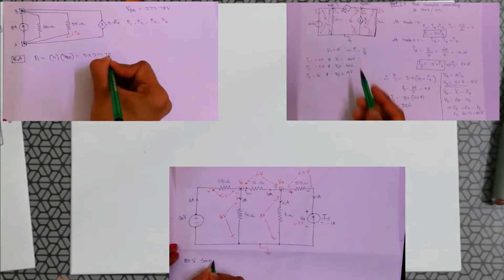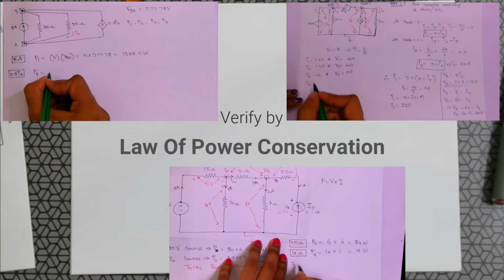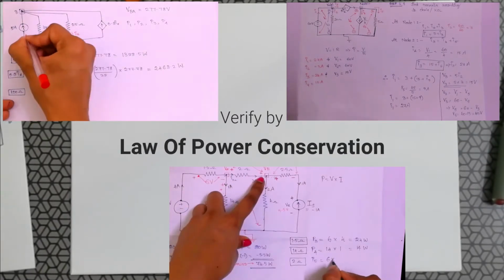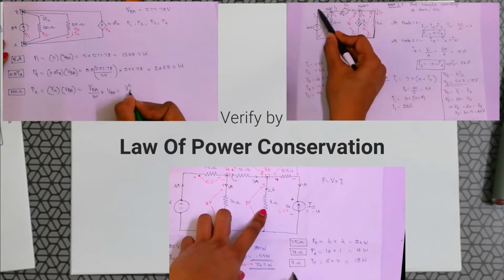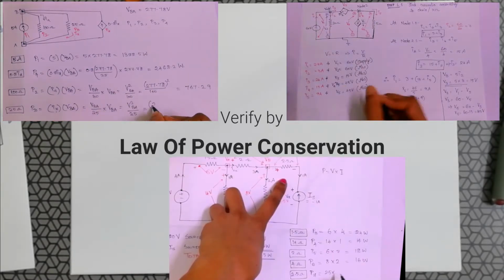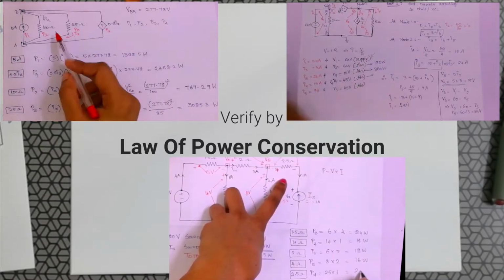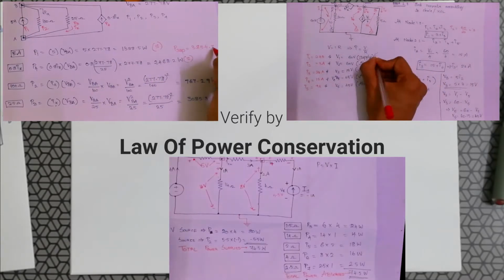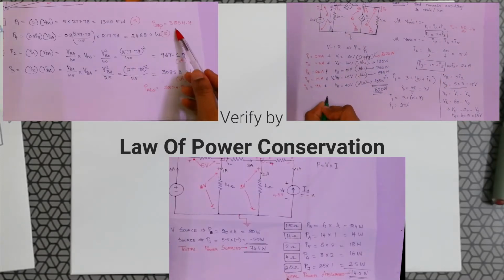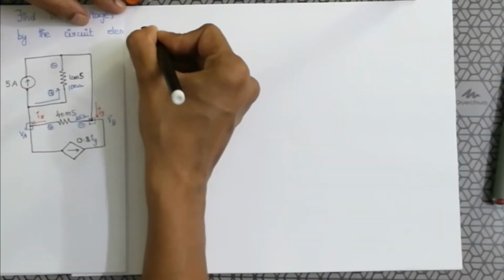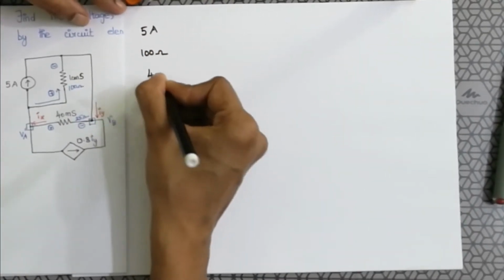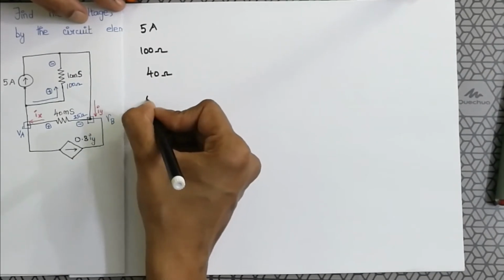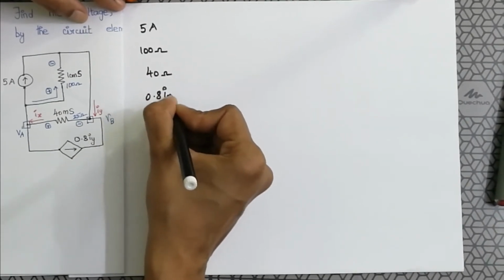155.17. It is always better to find all the circuit elements, current and the voltage, and then verify the law of power conservation. This will get us a better idea about the circuit, and we will be really able to see through the current and the voltage that is across each and every element present in the circuit. We have a 5 ampere source, 100 ohm resistor, 40 ohm resistor, and then 0.8 IY source.